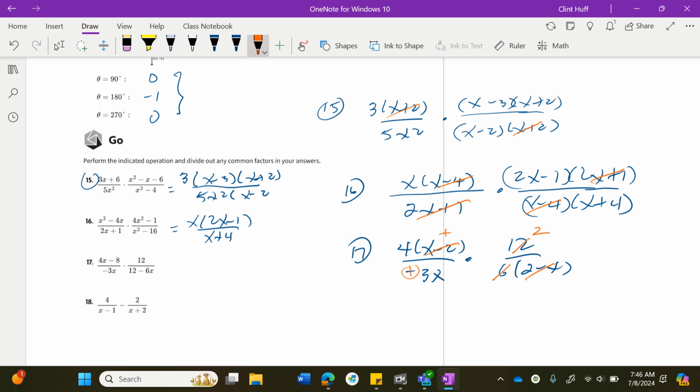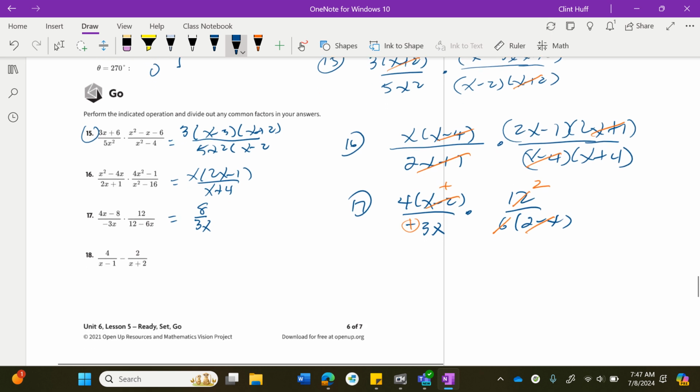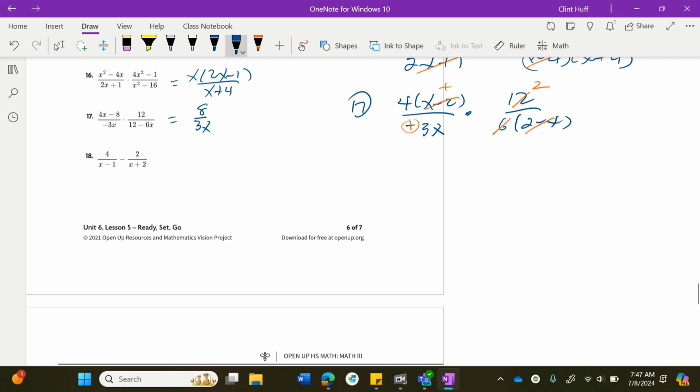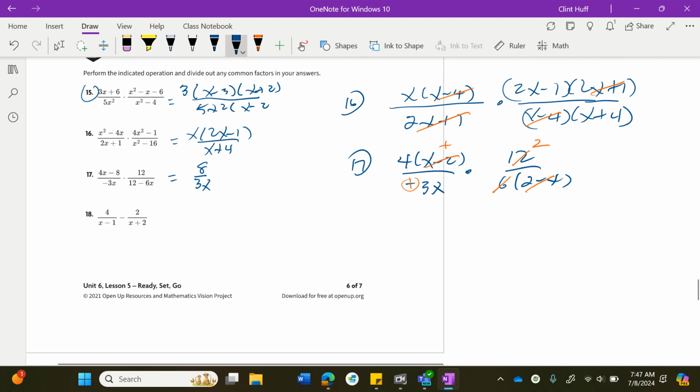This 6 divides into that 12 twice. And so what are we left with? In the numerator, we're left with 4 times 2, which is 8. And in the denominator, we're left with simply 3x. So that's that answer. Right, a few more to go.